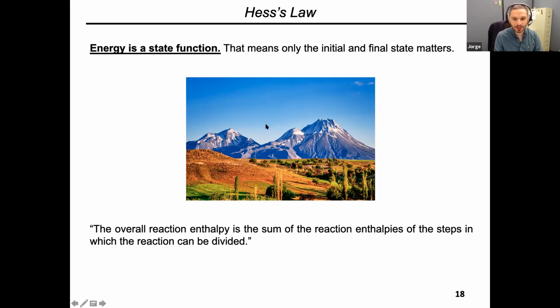So imagine here the following analogy. We have here a mountain, and we meet at the base of the mountain, for example, at this spot right here, and we go for a hike and meet at this point of the mountain. Okay, so start and finish: enthalpy of the reagents and enthalpy of the products.